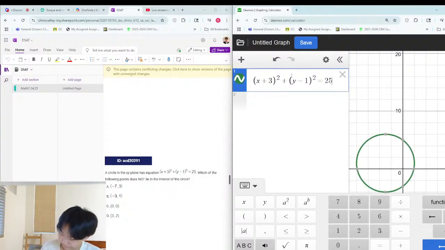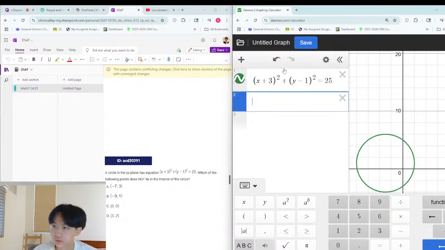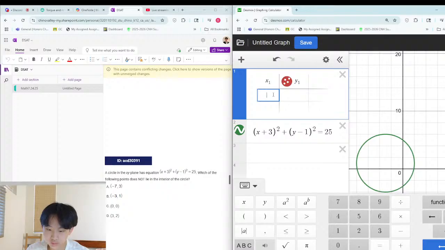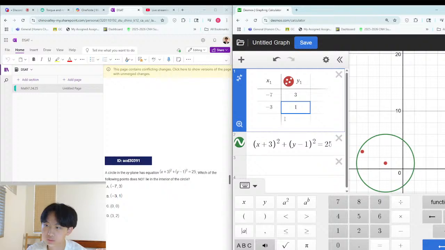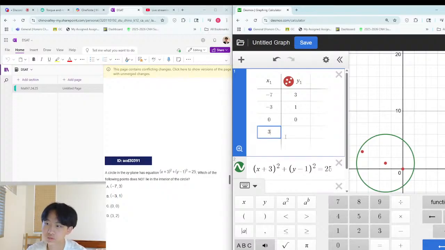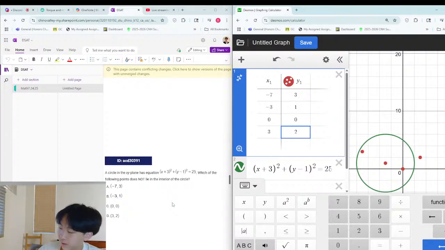Okay, so I mean, this one's pretty simple, right? We're literally just plotting the points. So I like to use this table feature, and we could literally just plop these in, just see if it lies in the interior of the circle. So we see that 0, 0 clearly is. So the answer here would probably be 3, 2. Yeah, so the answer is D. Simply just by graphing.